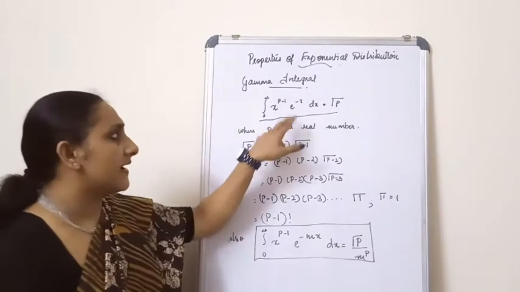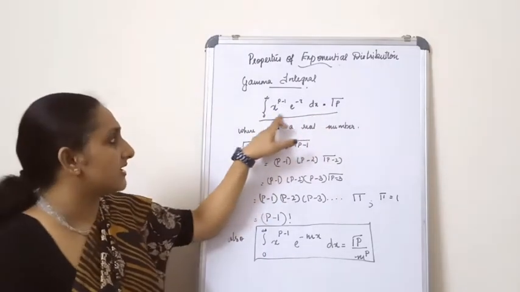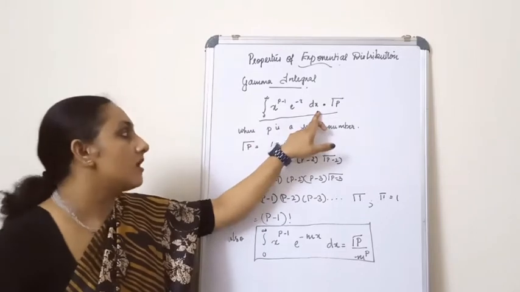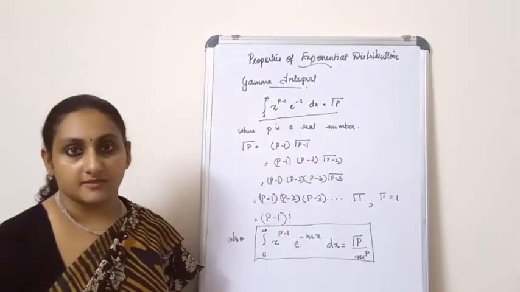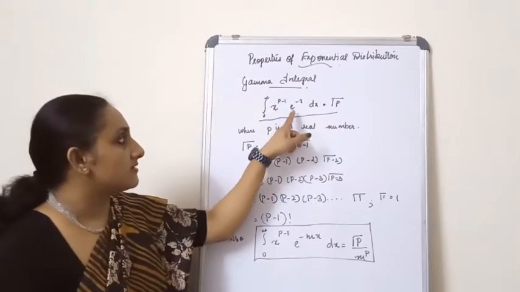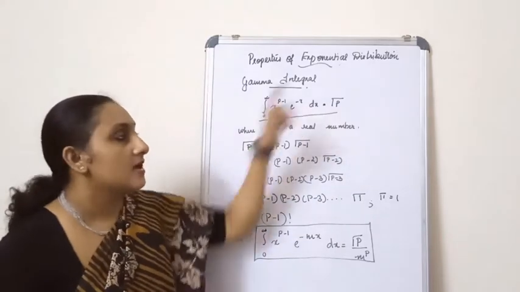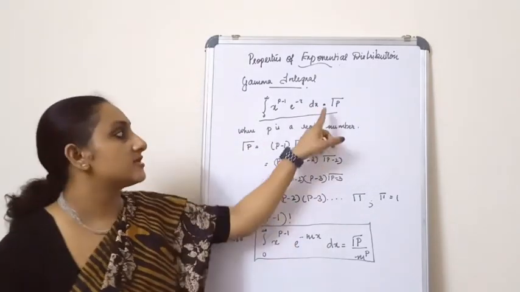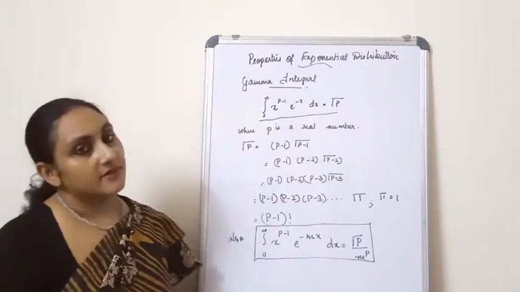If you find any sort of integral function in this form, just remember that this is a gamma integral. So what is 0 to infinity x raised to p minus 1 e raised to minus x dx? It is gamma p. The notation, whenever I say gamma p, is this, gamma p, where p is a real number.